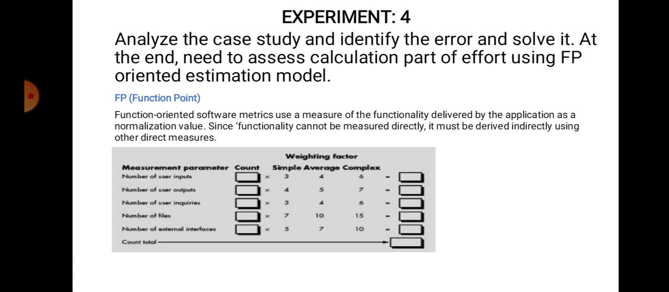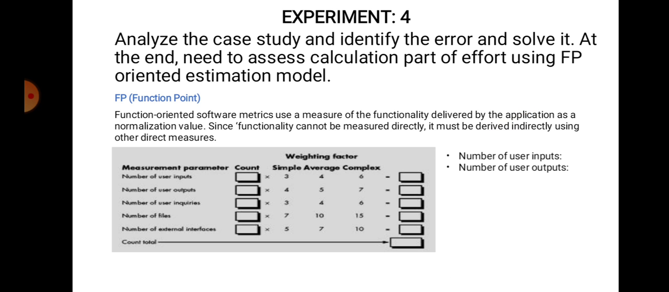Here one example is given in the figure. A weighting factor is given for simple, average as well as complex. To count using simple, average or complex, we require some measurement parameters, like the number of user inputs, meaning the number of users required in the system. So here we enter the count of the particular number of users.